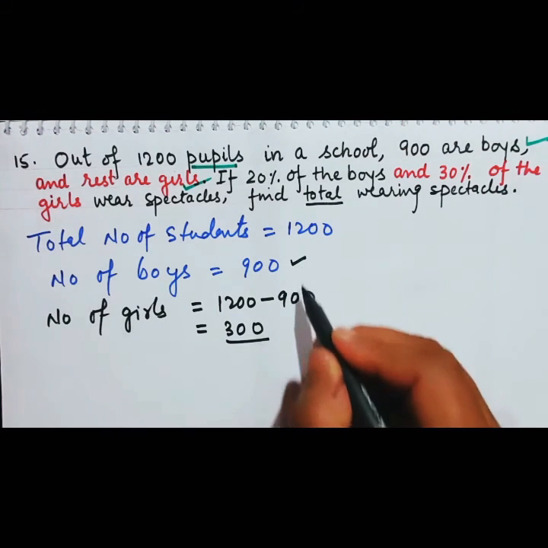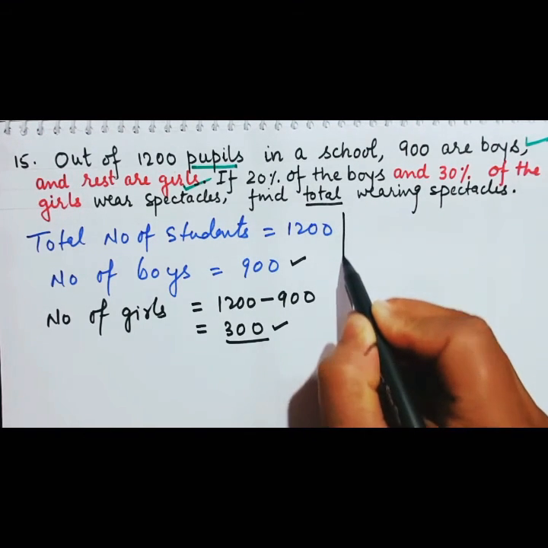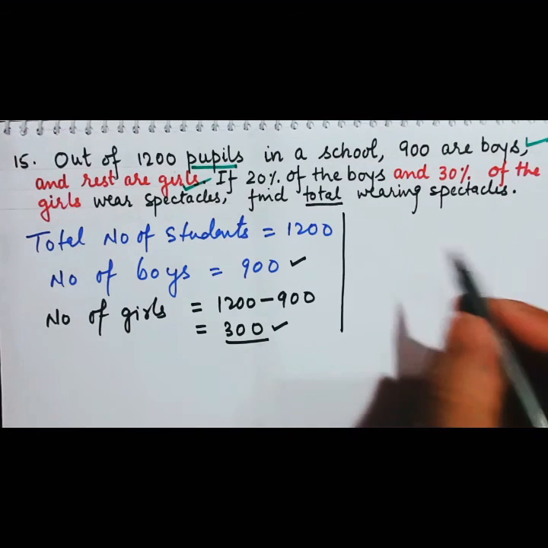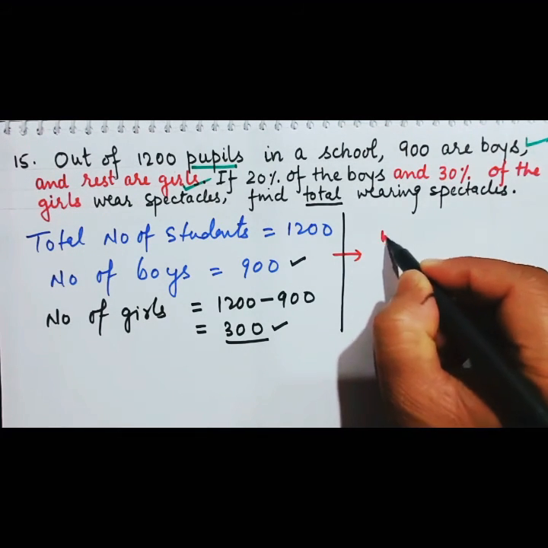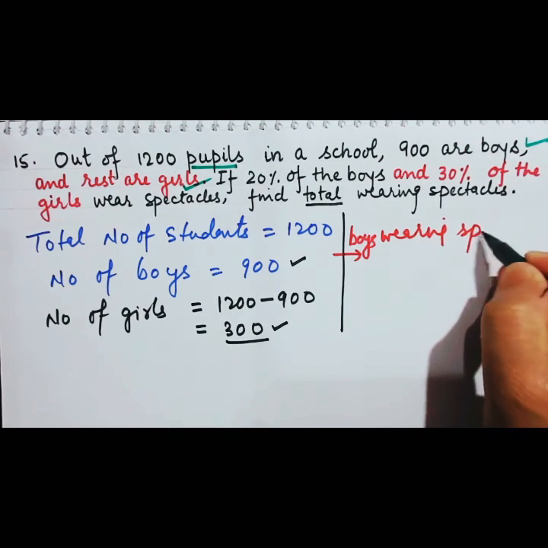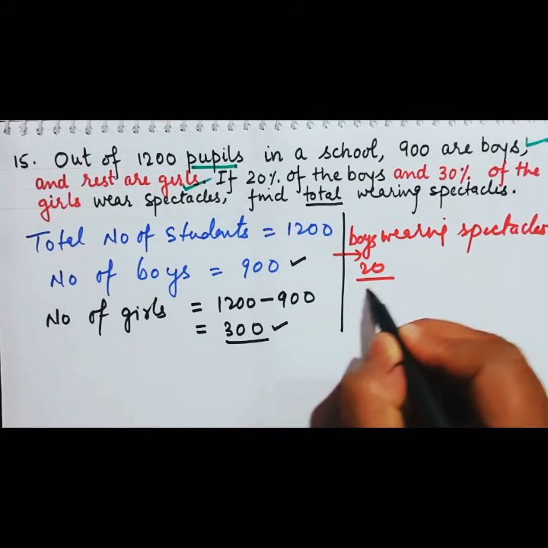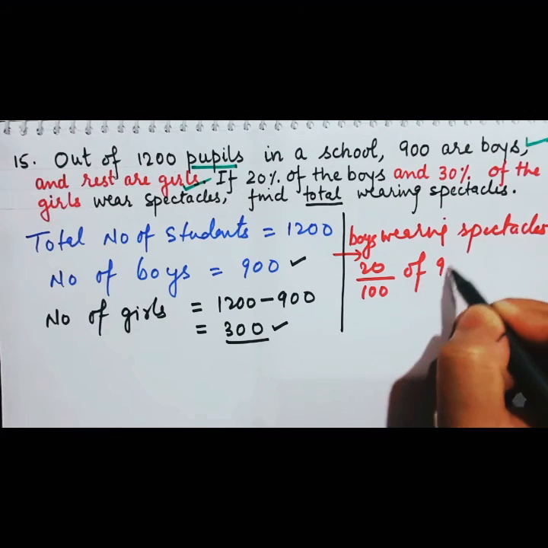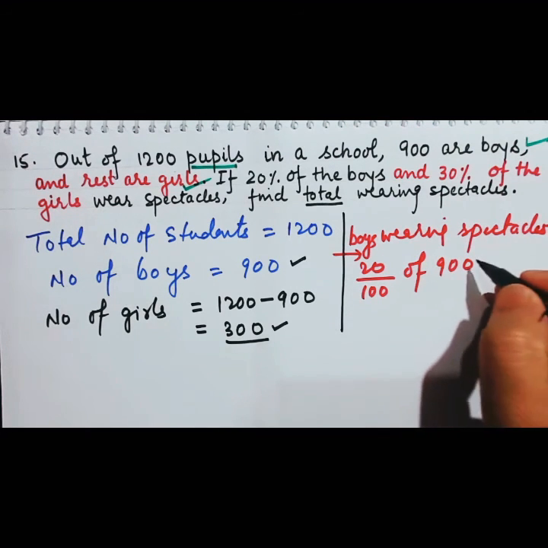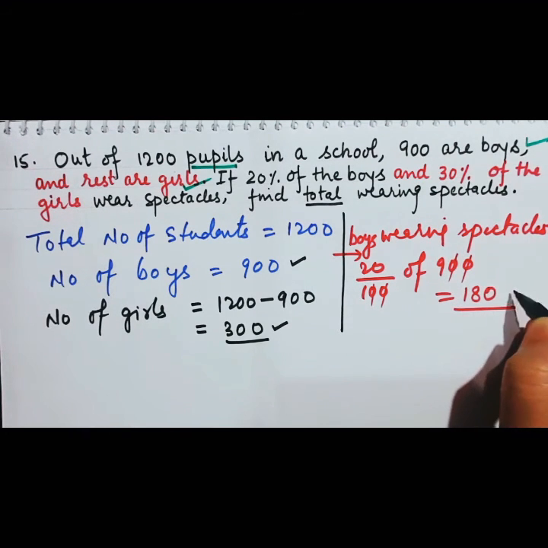Now among these boys and among these girls, 20% of these boys wear spectacles. Okay, so I would mention here, boys wearing spectacles, chashma, 20%. So 20% of 900, this means 9 2s are 18, 180 boys wear spectacles. Clear?